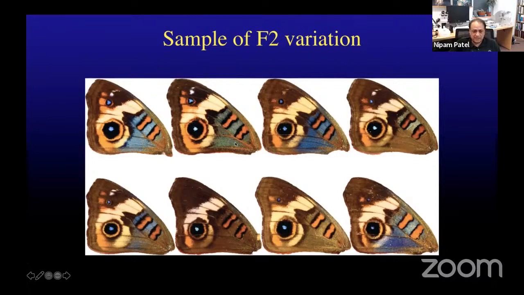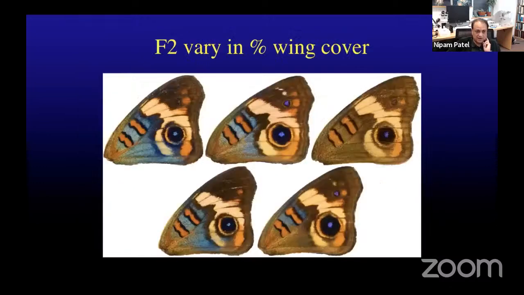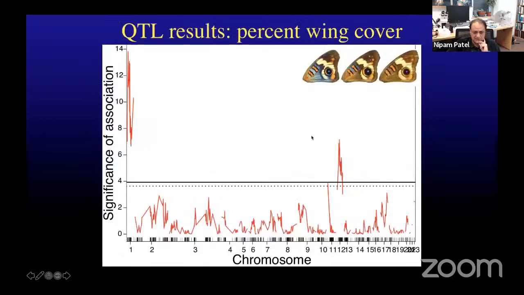So we can divide up the data, the phenotypes, in two different ways. We can look at ones that have similar hue. So the color of blue here is very similar in all of these, but the percent of wing that is covered by this structural color varies in these different F2s. And we can use that as our phenotype and ask, what are the QTLs that underlie that variation? And for that, we get a very striking result. There are two prominent QTLs that actually explain almost all of this genetic variation.